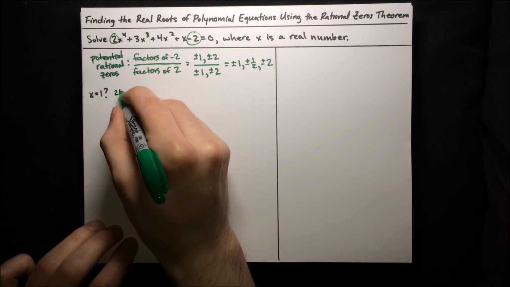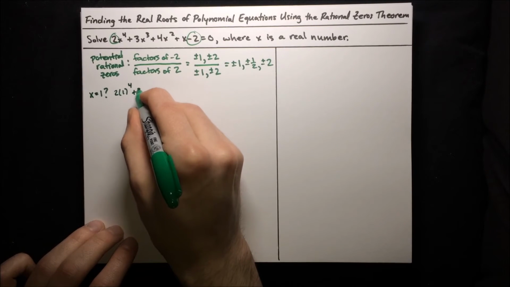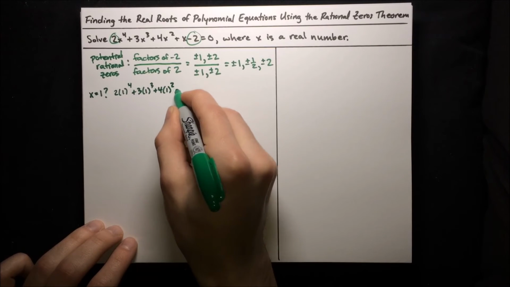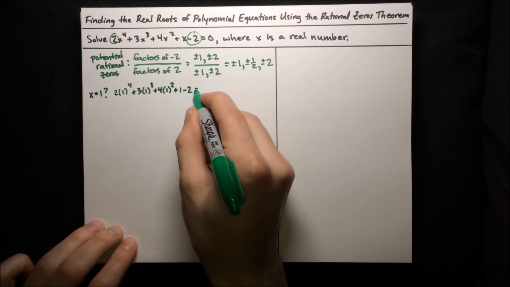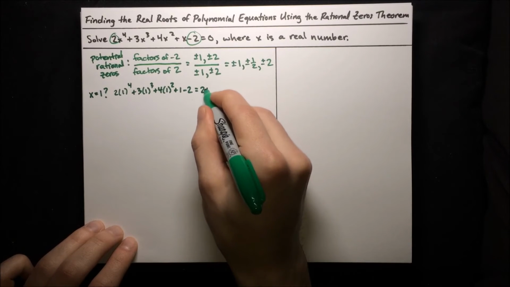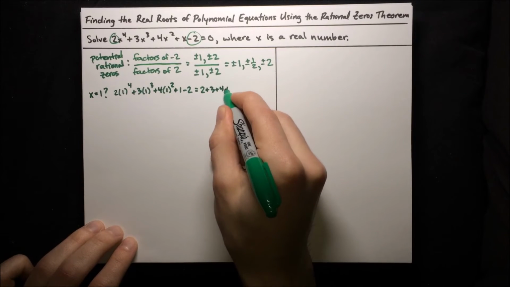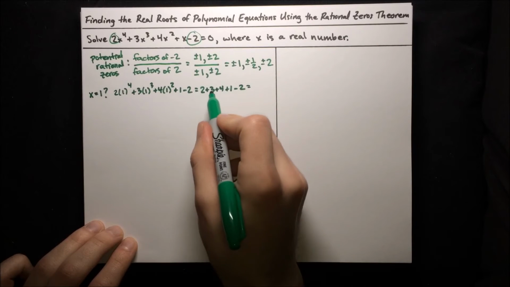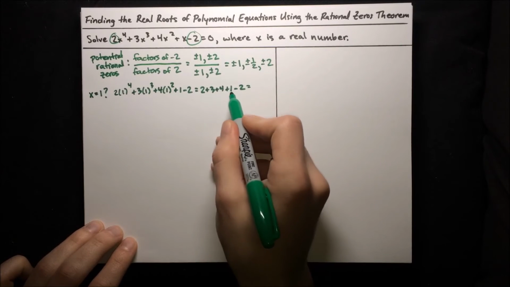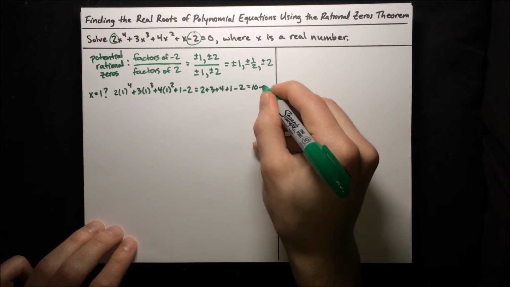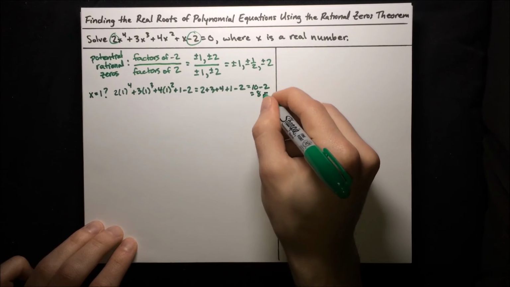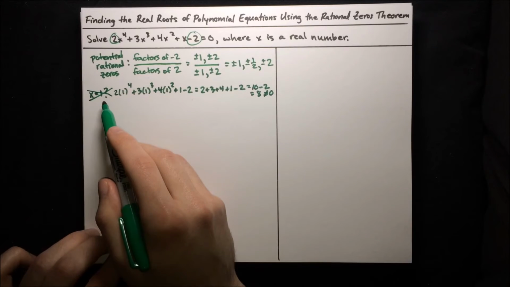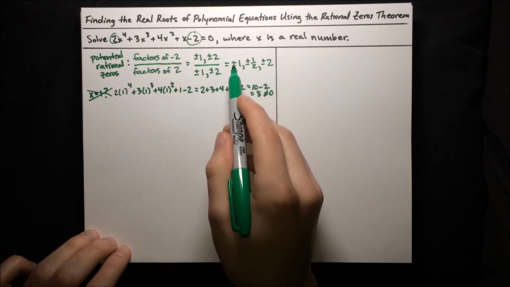So plug that in: 2 times 1 to the 4th, plus 3 times 1 to the 3rd, plus 4 times 1 squared, plus 1 minus 2, which is just 2 plus 3 plus 4 plus 1 minus 2. Well, 2 plus 3 is 5, plus 4 is 9, plus 1 is 10. So 10 minus 2, which is 8, and that's not equal to 0. So nope, x equals 1 doesn't work. That's not a 0. So what's the next possibility?